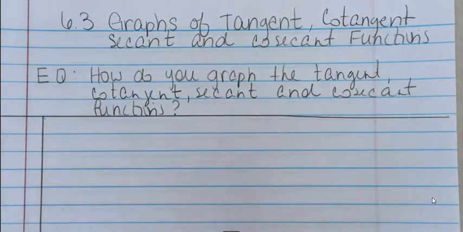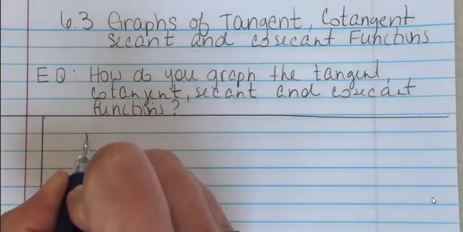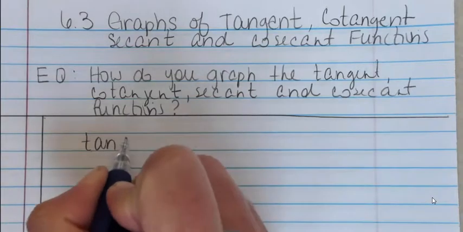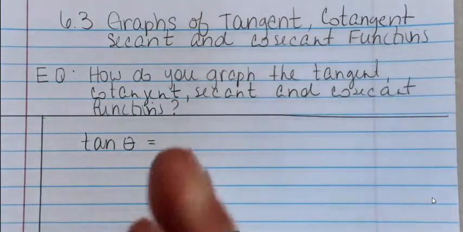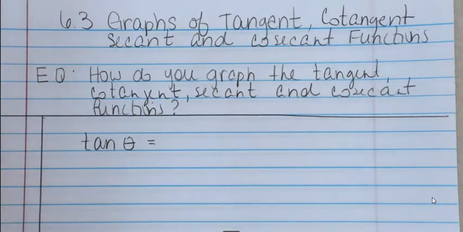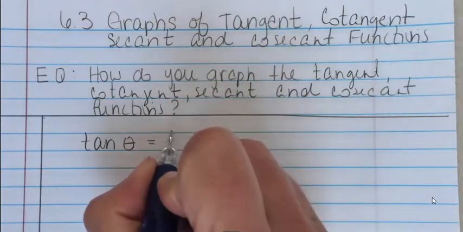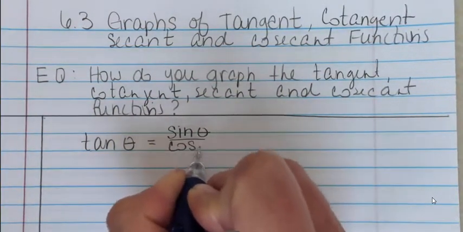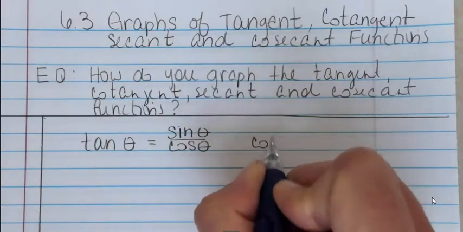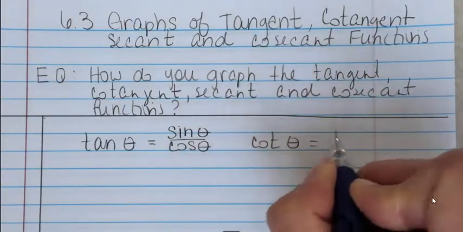So the first thing I want to refresh your memory on is that we can say that tan of theta, if we were just thinking about the coordinates, is the vertical over the horizontal. Well, vertical over horizontal gives us sine theta over cosine theta. And then cotan is just the inverse of that.